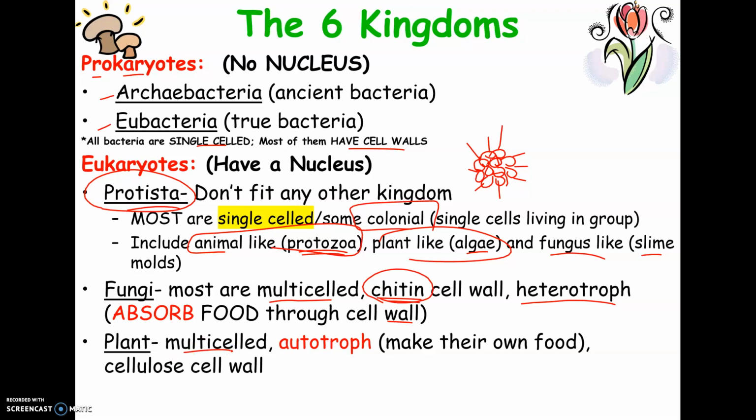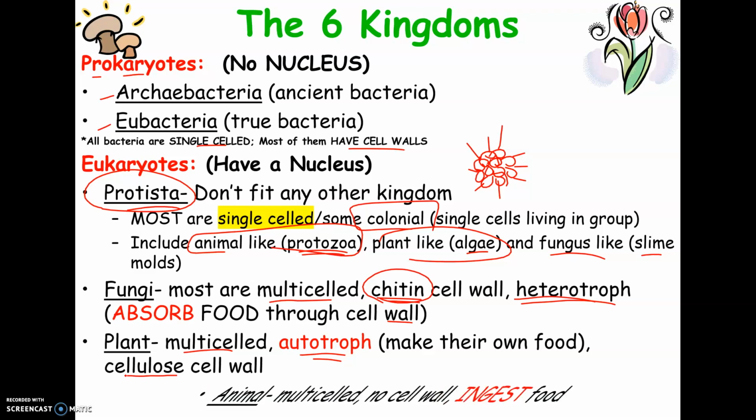Plants, again, multicellular. They are autotrophic. They make their own food. So heterotrophs must get their food. Autotrophs make their own food. And plants have cell walls made out of cellulose. There are some other general characteristics, tissues and things that they have, but we're not going to get into that right now.